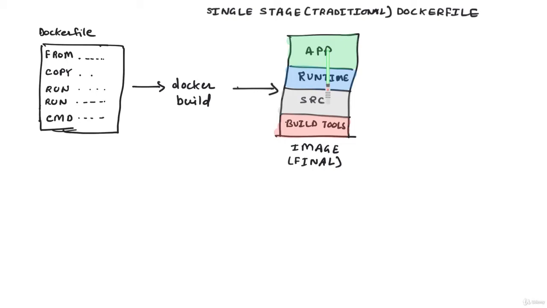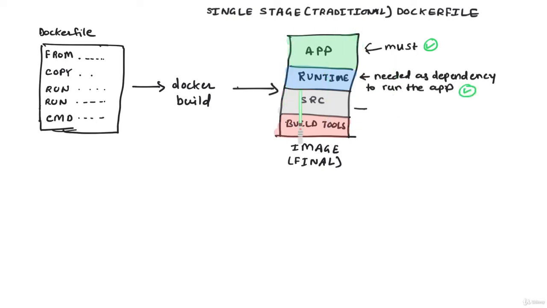Now, out of these four, let's find out what is needed. You definitely want to distribute and run this application, so the application is a must. Along with the application, you need the runtime. Let's say if it is a .NET application, you need .NET here. If it is a Java application, you need a JRE here, and so on. This is needed as a dependency for your application. So both of these are essential components.